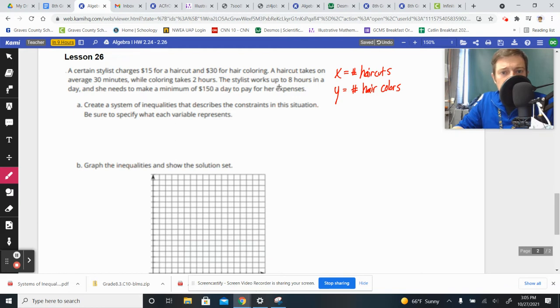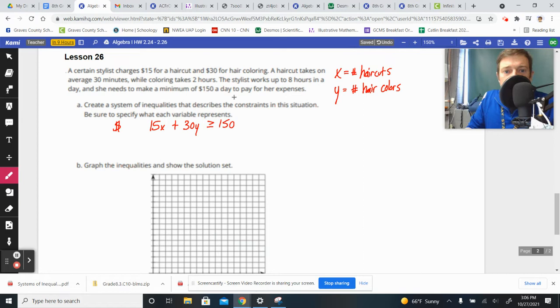So let's create some inequalities here. Let's make one for money. I like starting with money. So if she makes 15 per haircut plus 30 per coloring, this expression would represent the total money that she makes. Now, she wants to make a minimum of $150, so we want to be at $150 or greater. That is the inequality that I'm going to write.